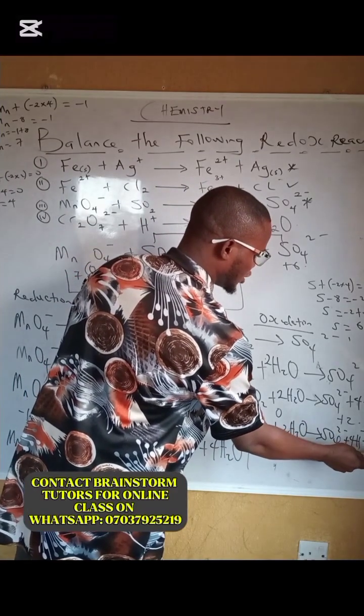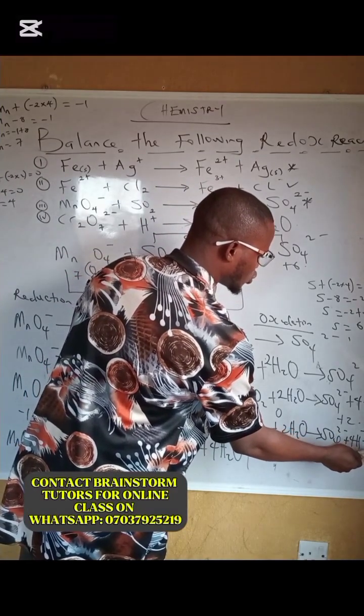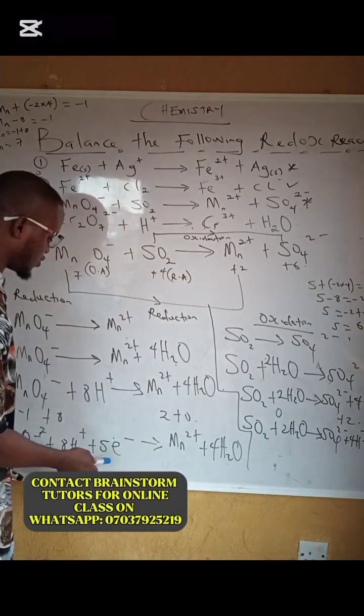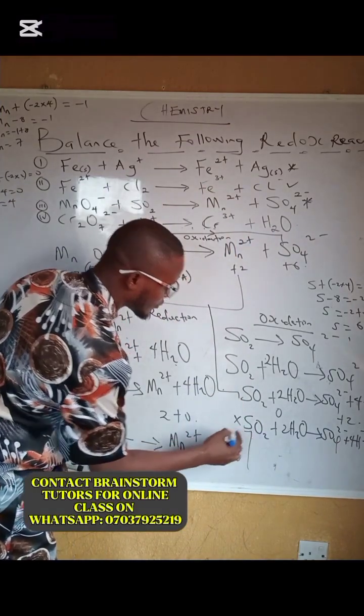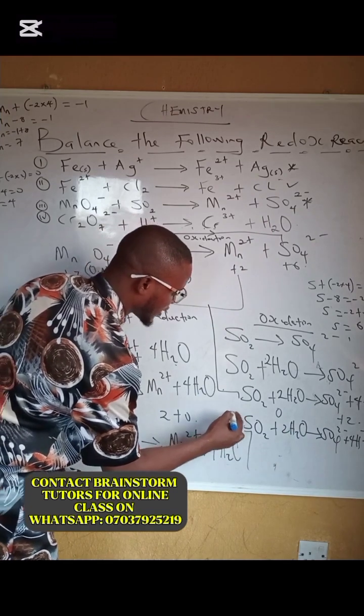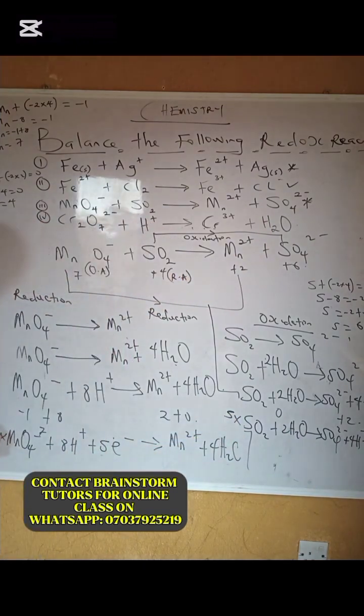Because the number of electrons that we have here is 2, while the number of electrons that we have here is 5. So I'll multiply it like that. I'll multiply the whole of this by 5. I'll multiply the whole of this by 2.